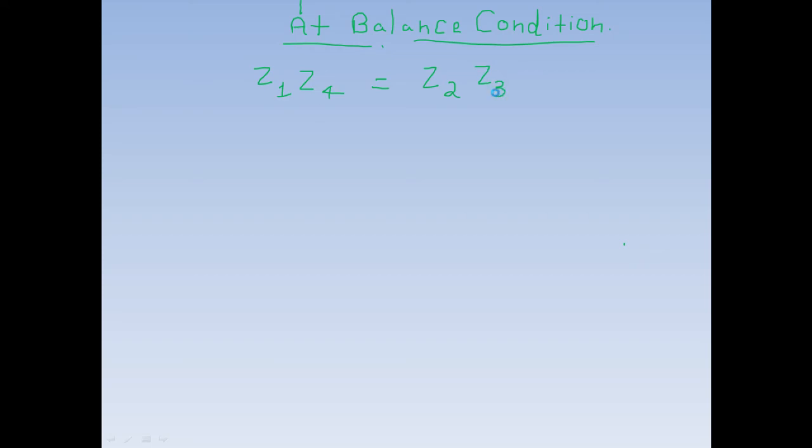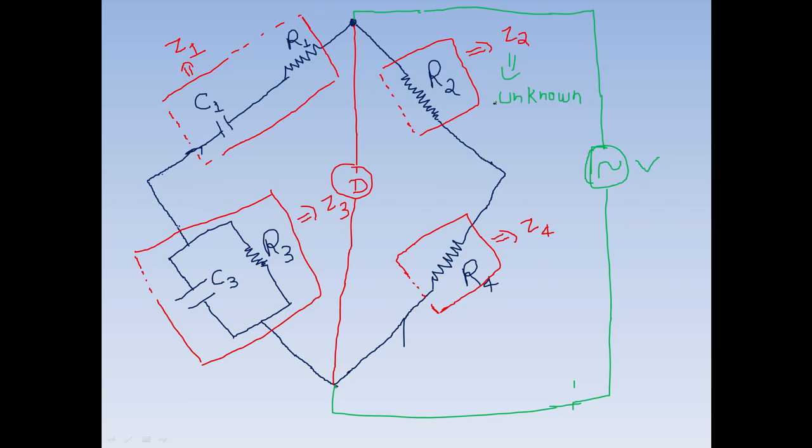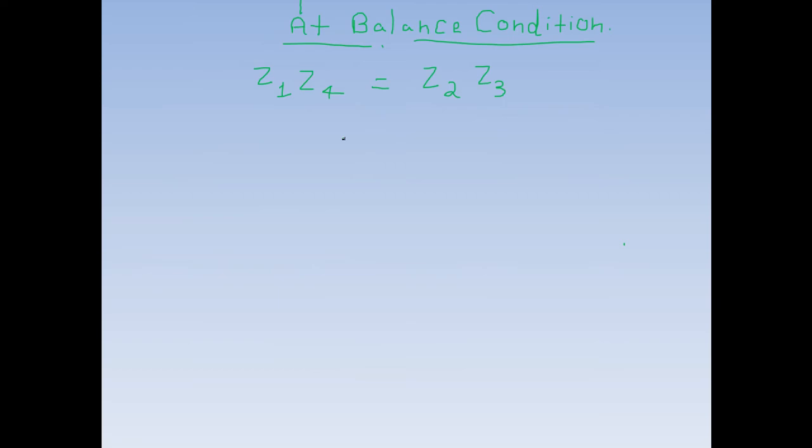Now we calculate the Z1 value. Z1 is R1 plus C1, so R1 plus 1 by j omega C1 is our Z1.